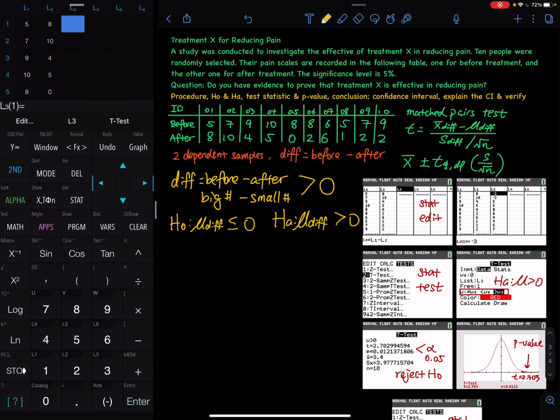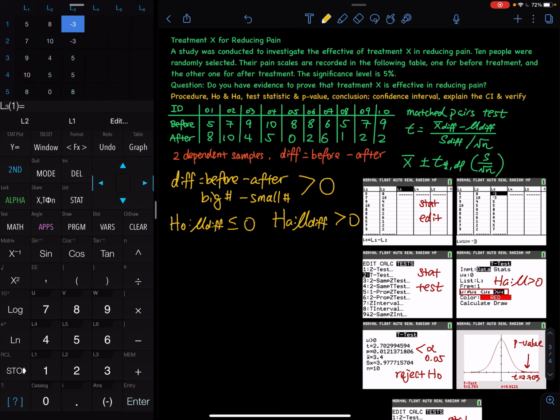And then to perform the subtraction, you move the cursor. Do you see this? The blue cursor. So you move that to the top of L3, you click second 1 to type L1 minus second 2 to type L2. Once you click enter, the differences are there. So the first two differences are negative. That means they are not a success, right?